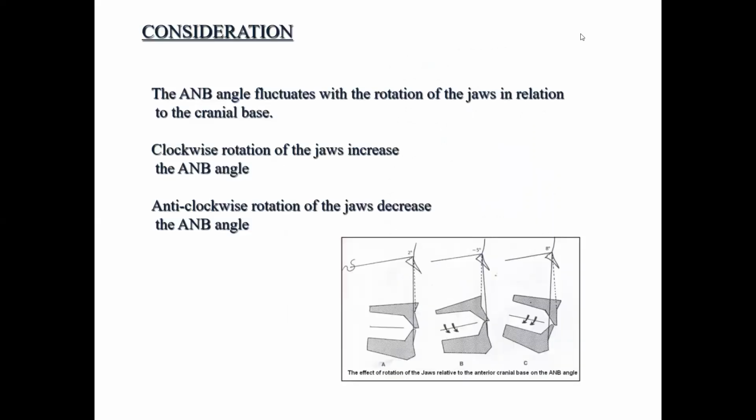So the problem with the ANB angle is that it fluctuates with the rotation of the jaws in relation to the cranial base. As you can see in the picture, whenever there is a clockwise rotation of the jaw, there will be an increase in the ANB angle. And whenever there is an anti-clockwise rotation of the jaws, there will be a decrease in the ANB angle. So the ANB angle will vary depending upon the rotation of the jaws.